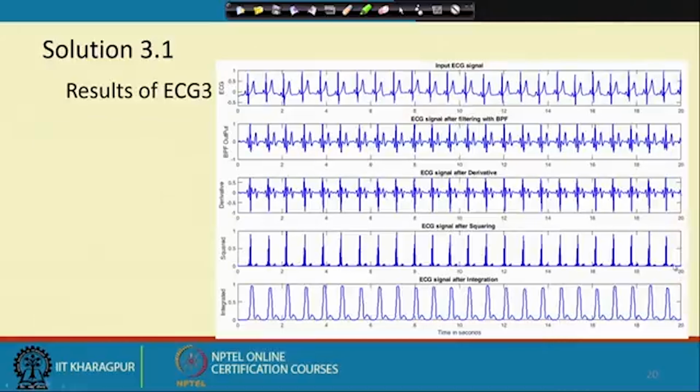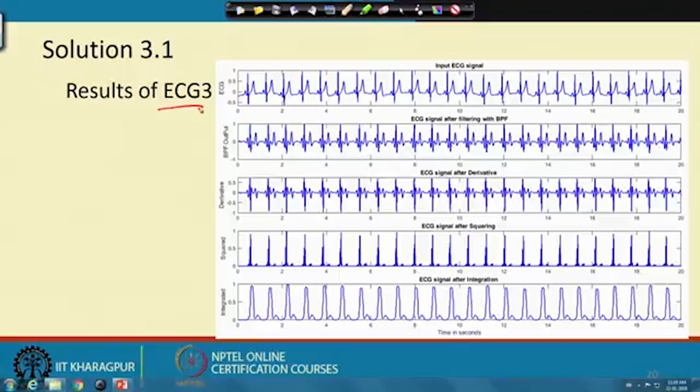This is the first case, for ECG 3. First we show the ECG signal at the top, followed by the band pass filter output which suppresses the P and the T wave and also suppresses the noise. Then after taking the derivative operation, the QRS complex is accentuated. Then after the square operation, the output of the derivative has become positive and the separation between the high peaks and the low peaks has increased, but it has a number of peaks.